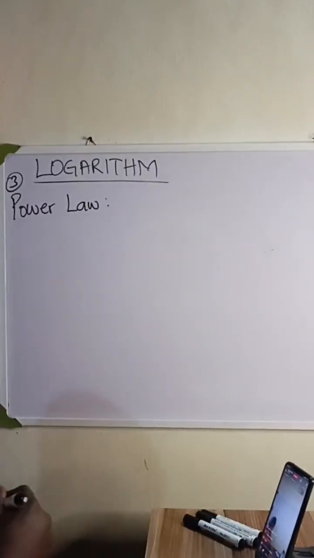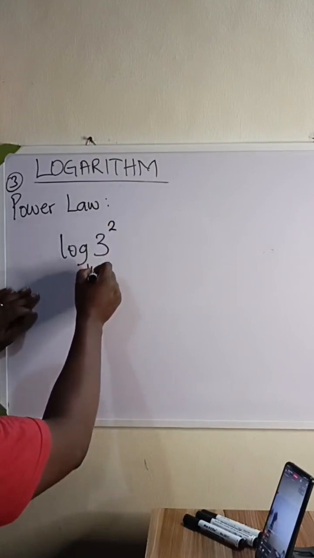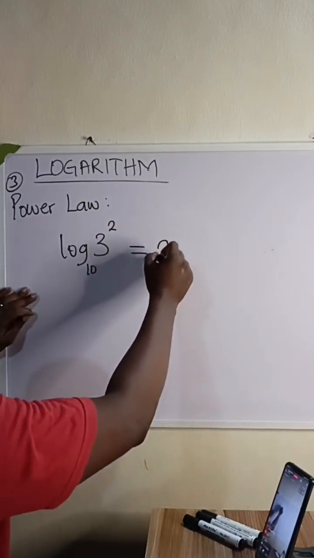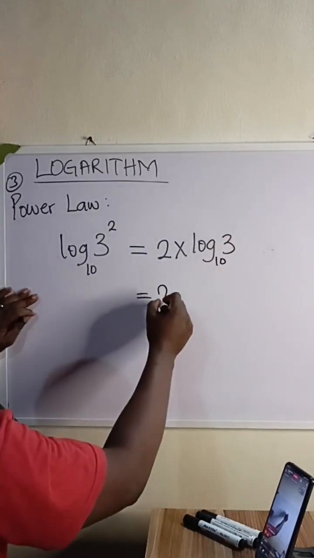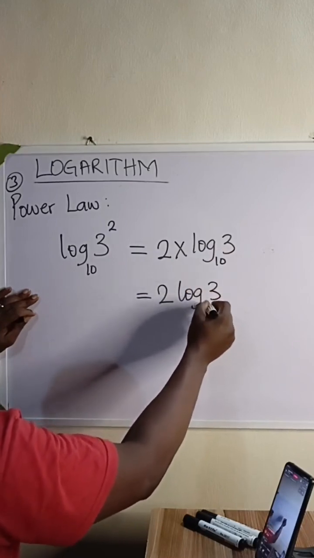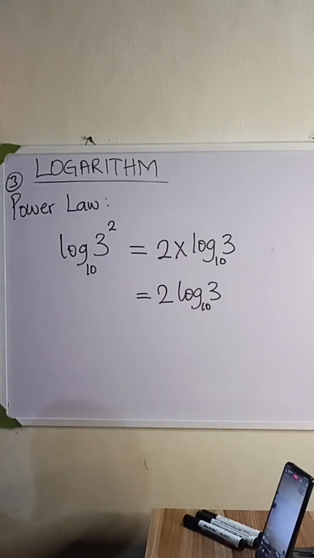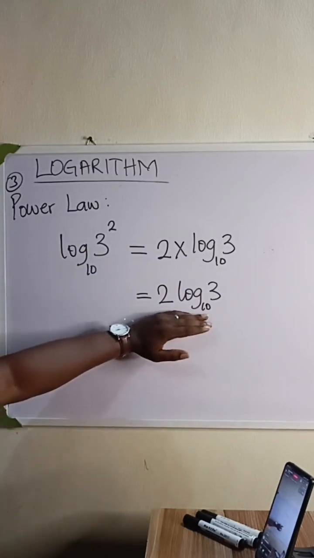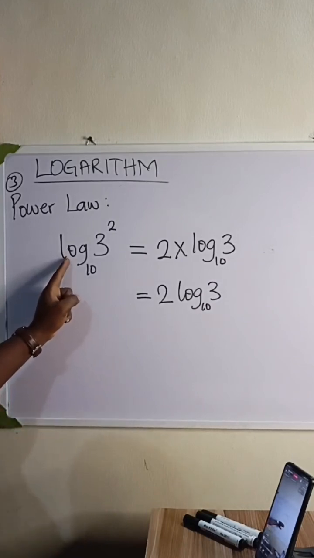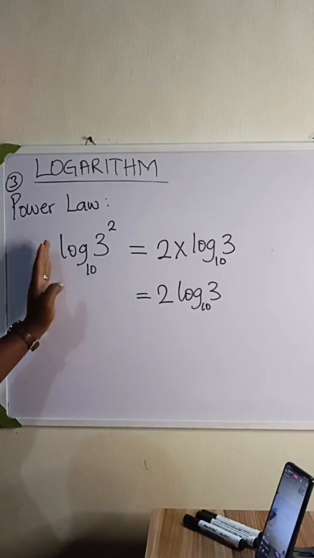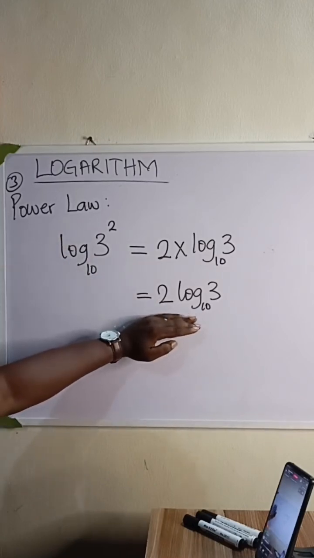So that means if we have, for example, log 3 to the power of 2 base 10, this is the same thing as 2 multiplied by log 3 base 10. Or we can write it as 2 log 3 base 10. This arrangement can be rewritten as this. So there might be some situations you might have it in this form, and in the process of solving, you might need to make it to be this form. And there are some situations where you might have it in this form, and you might need to make it in this form in order to solve the question.